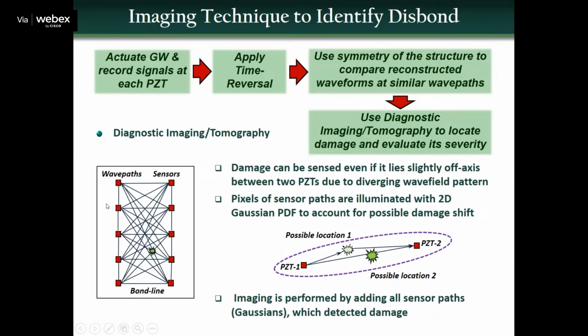Or in this case, you can simply use time reversal. For each pair, you can let the wave propagate back from the receiver side. Then you can make the energy converge at the possible damage location. So here, the time reversal will be applied, and you then use the symmetry of the structure or the configuration of the sensors to compare the reconstructed waveform as similar wave paths. And you can use a tomography reconstruction to evaluate where the damage is.